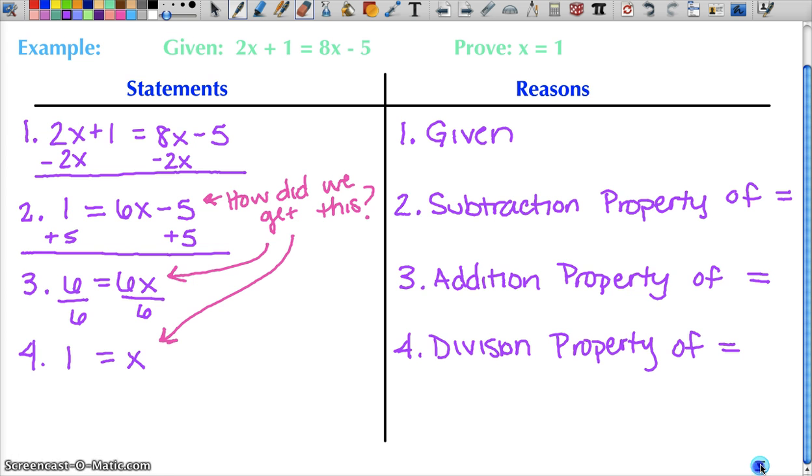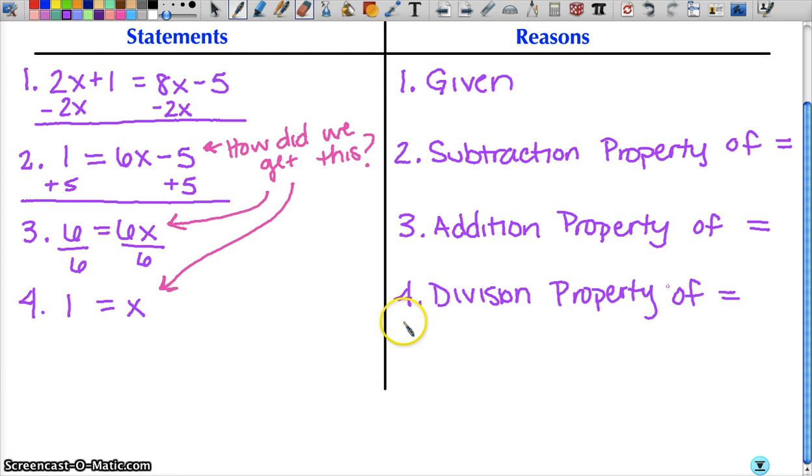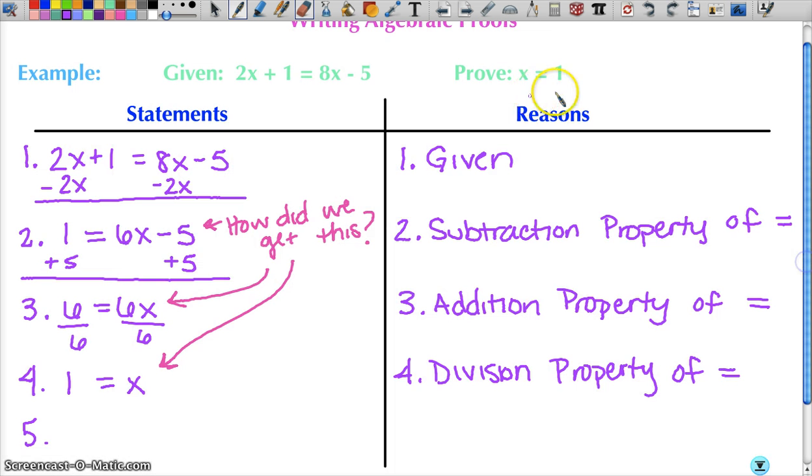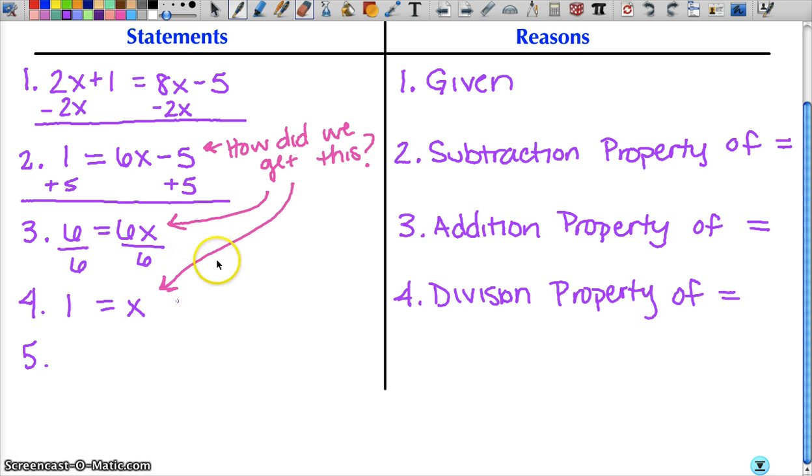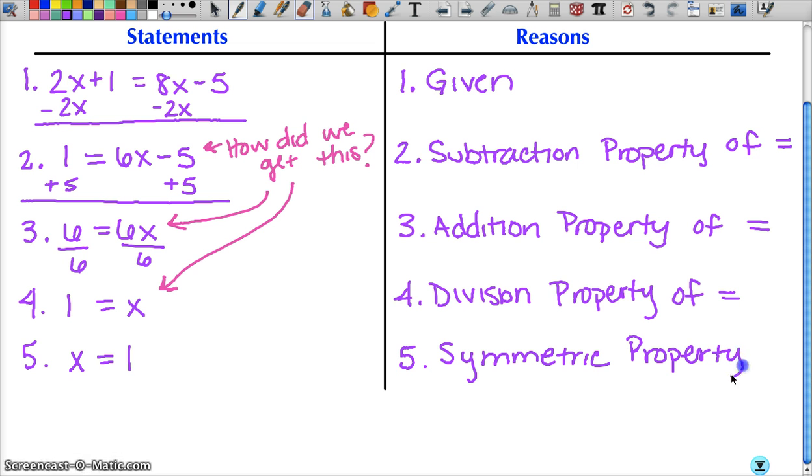Okay, and then moving down, just one last step. The only reason we have this last step is because if you look at the original, it says to prove x equals 1, and right now we have 1 equals x, which isn't identical. So we're going to flip it and make it x equals 1, and that property is called the symmetric property. Flipping something in that manner is the symmetric property of equality. So there you go. We're just backing everything up.